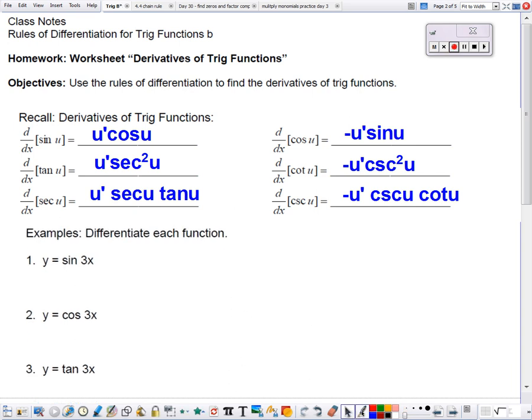So we're going to start with number 1, and it's sine of 3x. Well, u is our 3x, so u prime is 3. So filling in our derivative, 3 cosine of 3x, and that is our y prime.